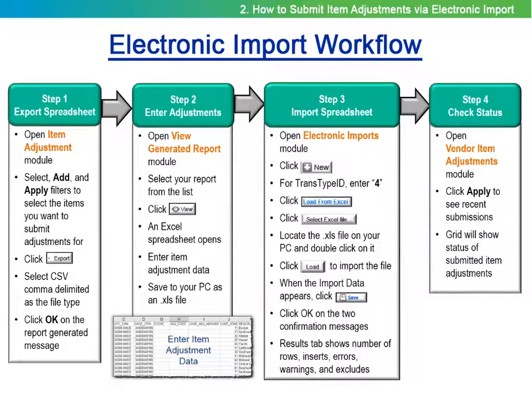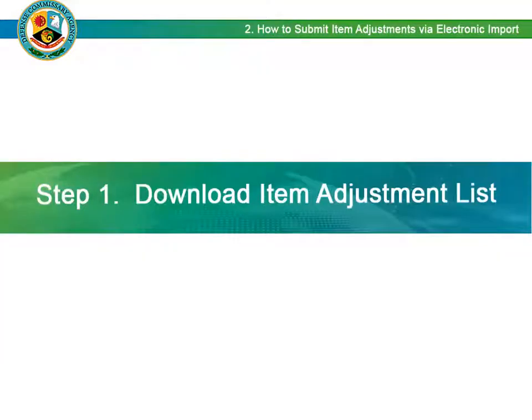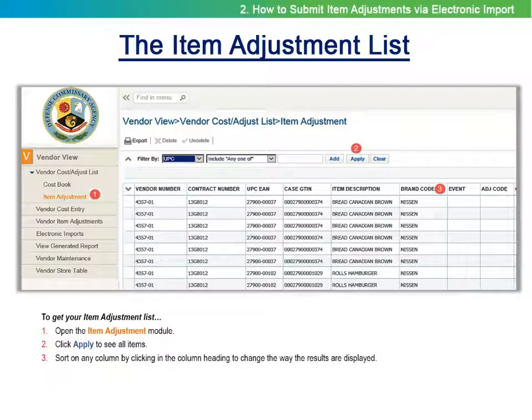This is a more detailed view of the 4 steps. You don't have to memorize it. It is in section 4.3 of the Vendor Reference Guide on commissaries.com. Step 1. Download the item adjustment list. The item adjustment list contains all the items you provide to DECA under a specific contract or agreement, i.e., the unique vendor number. You can use it to create and download a spreadsheet to enter and submit item adjustments electronically.